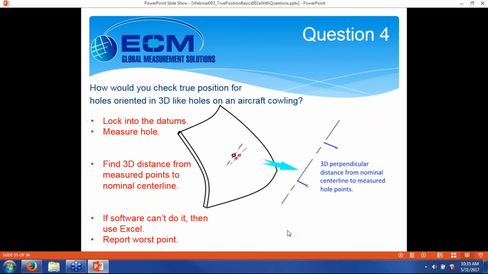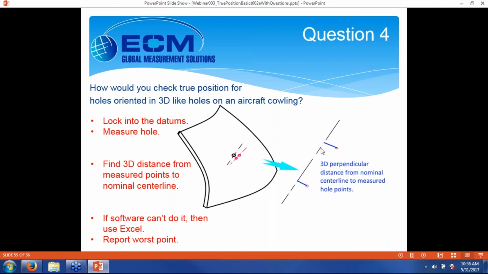All right, and question number 4. How would you check true position for holes oriented in 3D, like holes on an aircraft cowling? Here I've got my aircraft cowling with my nominal position, and then I've got 2 measured points in that hole, trying to establish where it is and what its orientation is. Procedure stays the same. You're going to lock into datums. You're going to measure the hole. You're going to find the 3D distance from your measured points to the nominal center line. So this measured center at the top, measured center at the bottom.